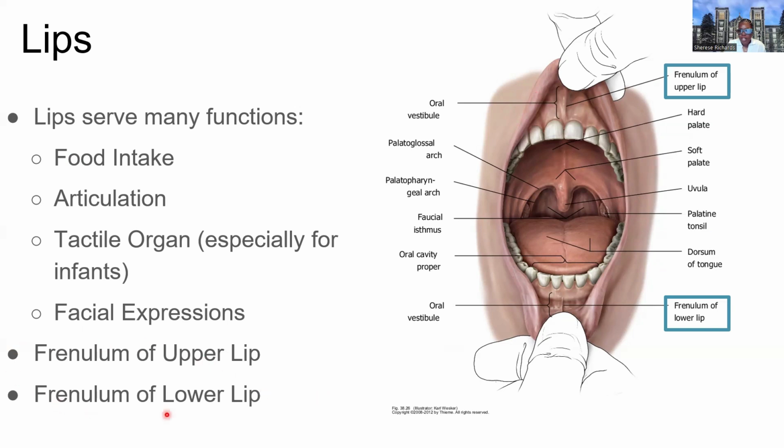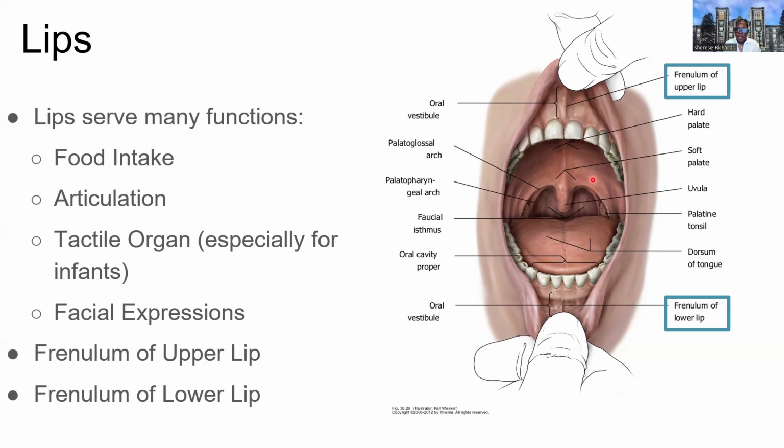We also have the frenula, and the frenula are these appendages that attach the lips to the vestibule, which attaches to the oral cavity itself. So we have the upper frenula, the lower frenula, and then we do also have the lingual frenula, which is attaching the tongue to the floor of the oral cavity, right? So those are attachments that kind of help secure the lips and the teeth.